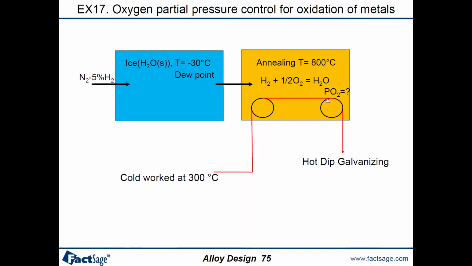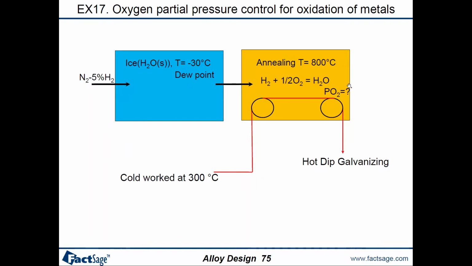calculate the partial pressure of oxygen if the composition of the atmosphere in the furnace is given, and also the dew point temperature is given. Then using FactSage, we'll calculate the partial pressure of oxygen.